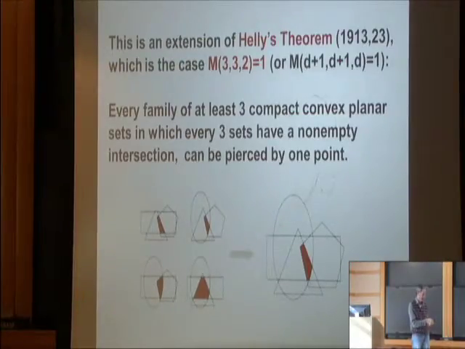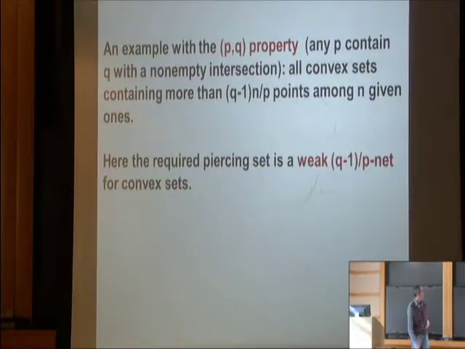I think it's very simple to understand. So think about the following example. This is, again, an example of a family of convex sets that satisfies the PQ property. So what is this example? Put in the plane very many points again, so n points. We can think about a continuous probability measure as well, but it will be better to think about a discrete measure. So let's think about n points in the plane, and your family of convex sets will be the family of all convex sets that contain more than q minus 1 times n over p of the points. That contains quite a bit of the points.